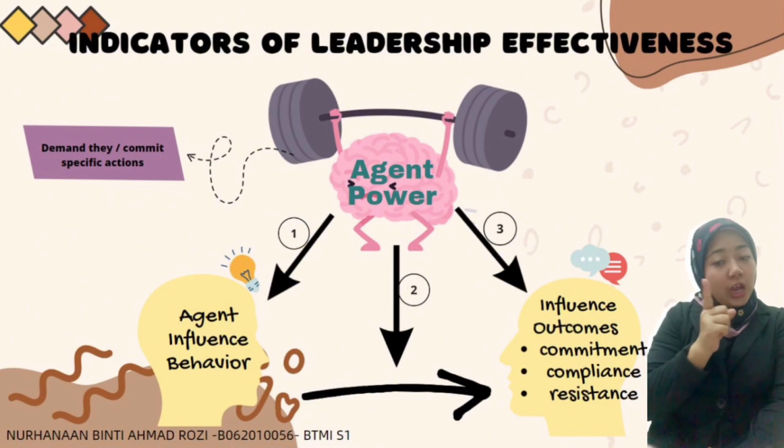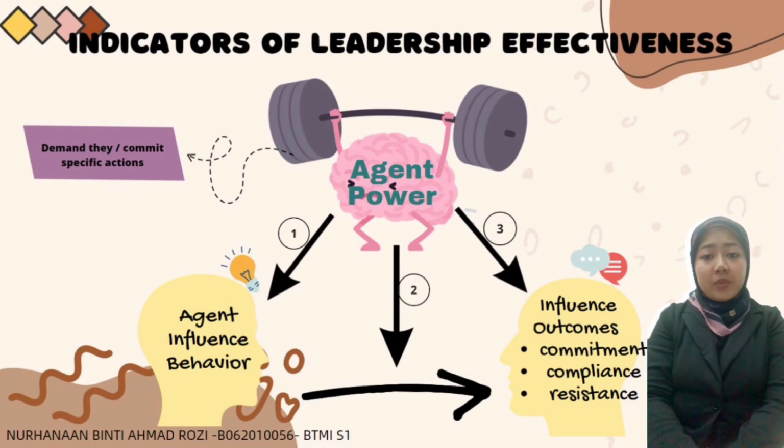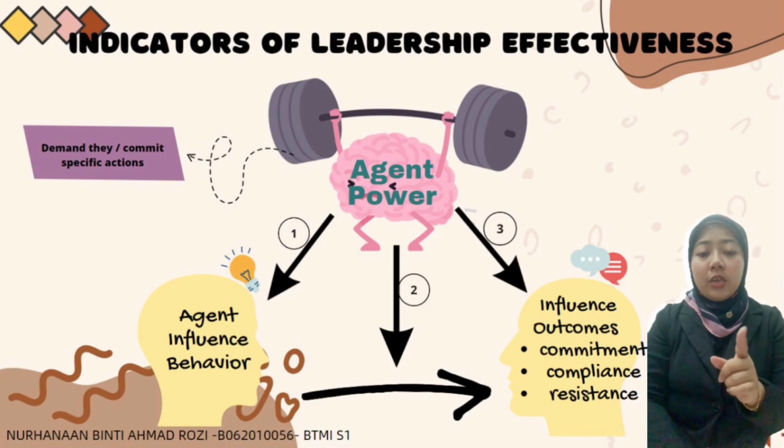I will continue our lesson today, which is indicators of leadership effectiveness. First of all, I will start with agent power. What is agent power? Agent power is the ability to get others to do what you want, even if they don't necessarily want to do it.